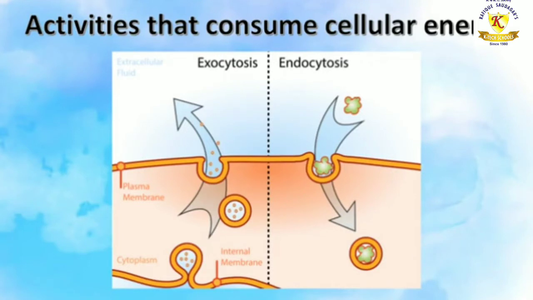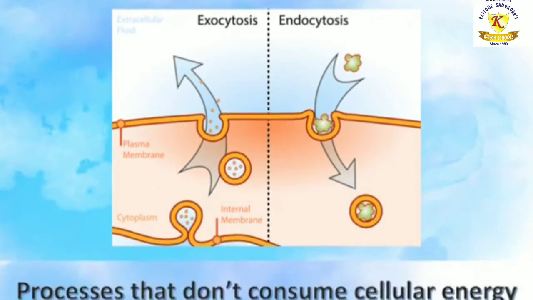And endocytosis means to gulp or engulf food and other substances from the outer environment. Here the arrow is moving inside the cell. So it is the process to gulp food and other substances from the outer environment.